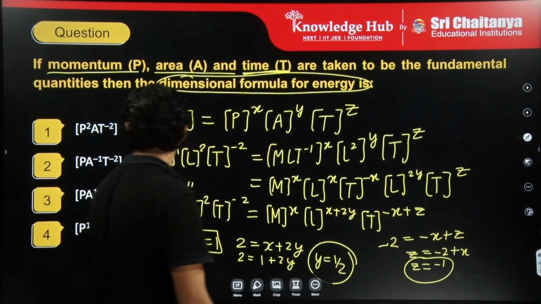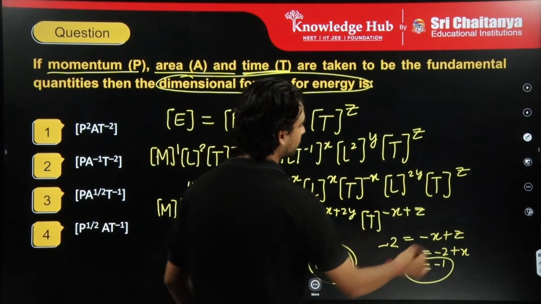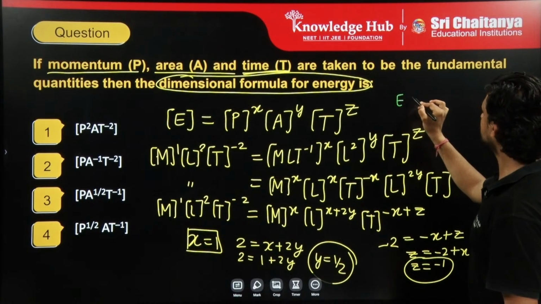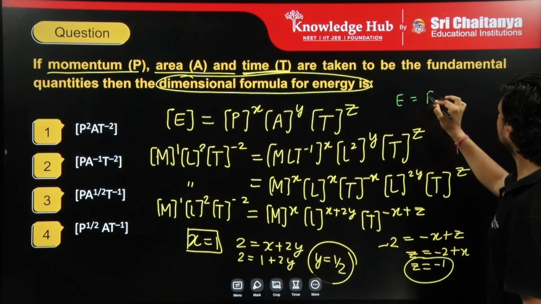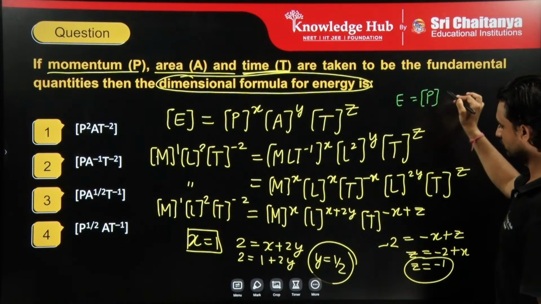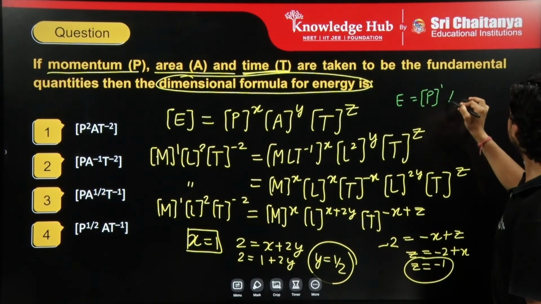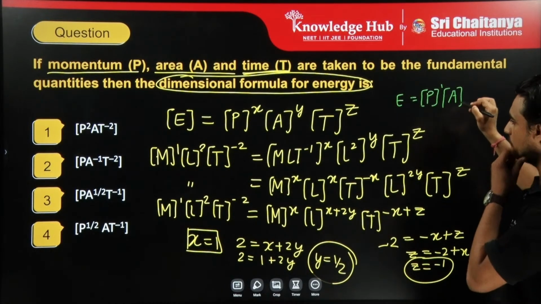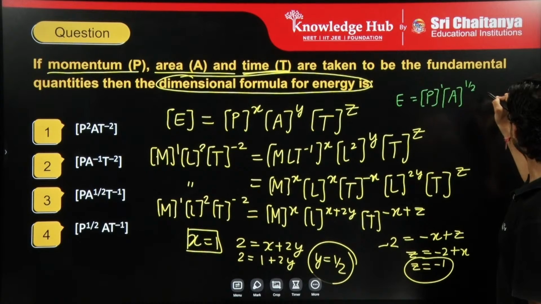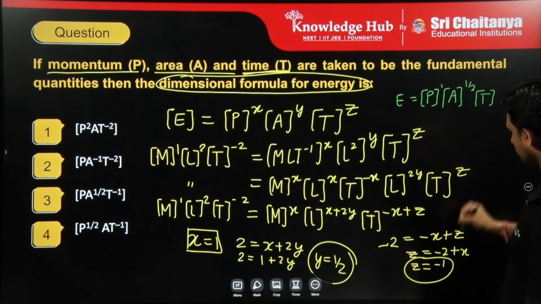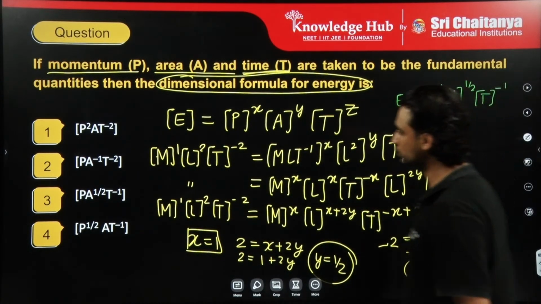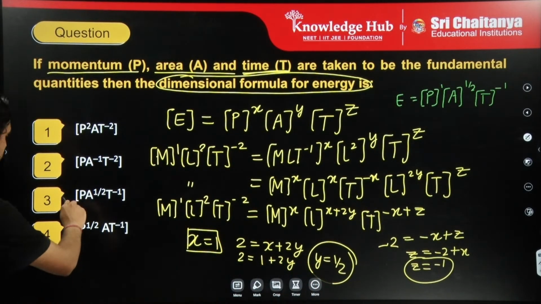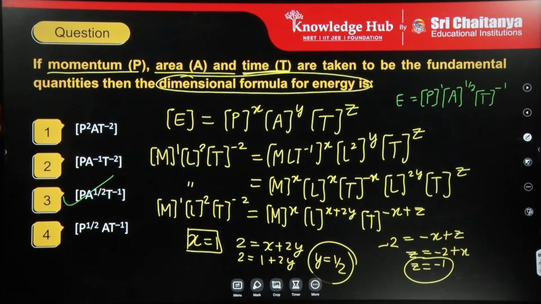So now what do I have? If I check here, my final answer is energy is equal to P raised to 1, a raised to 1 by 2, and t raised to z, and z is equal to -1. So which answer should be correct? P raised to 1, a raised to 1 by 2 and t raised to -1. So the third option is correct.